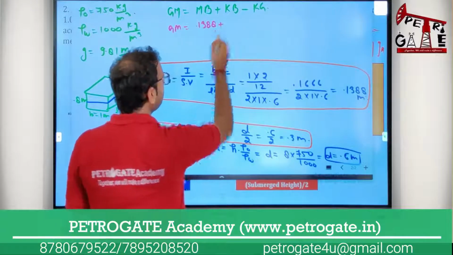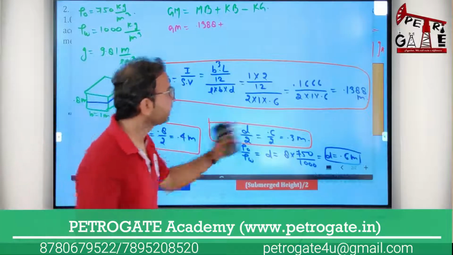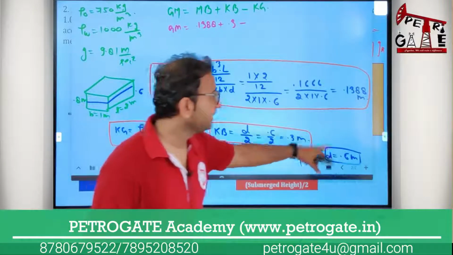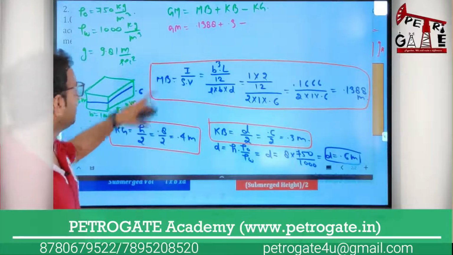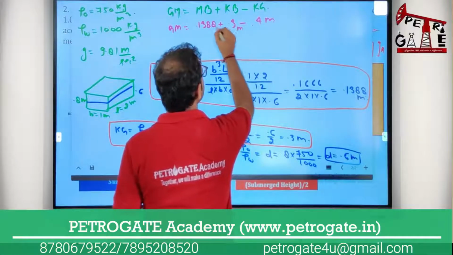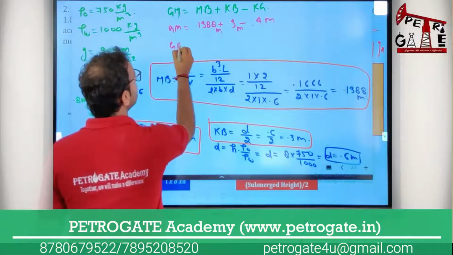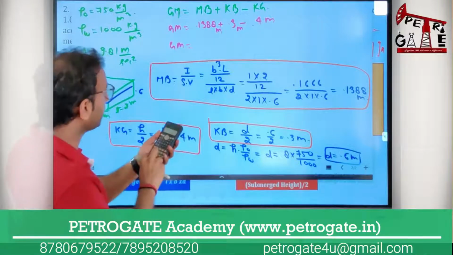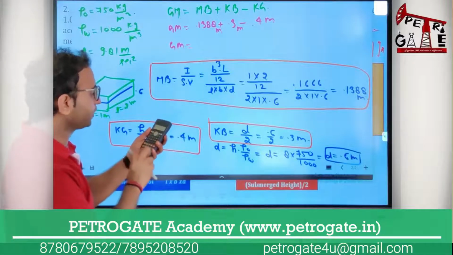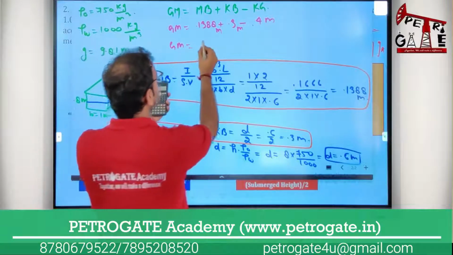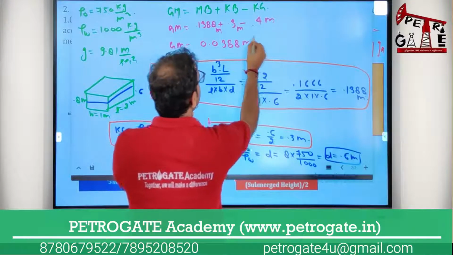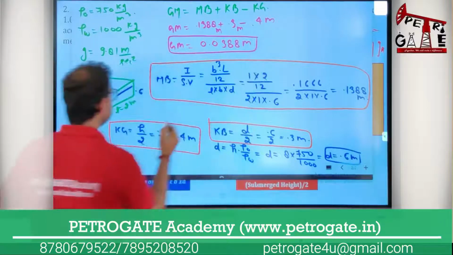0.1388 plus what is the value of KB? KB value I am getting 0.3. That is your 0.3 minus, everything is in meters, no problem, and KG means 0.4 meter also. So what is the value of GM you are getting? I am doing 0.1388 plus 0.3 minus 0.4. So your answer is 0.00388 meter. This is your GM height.